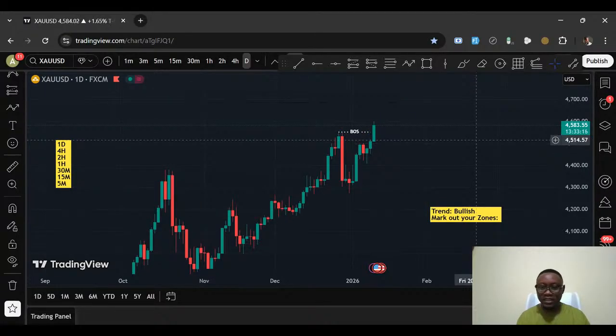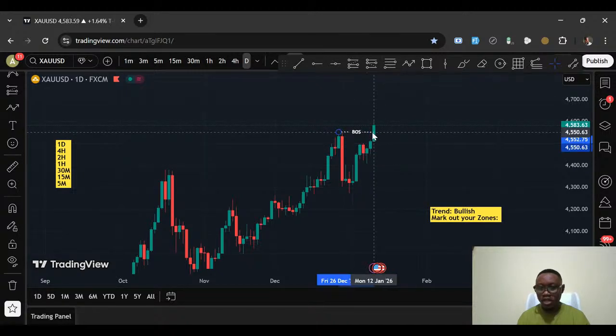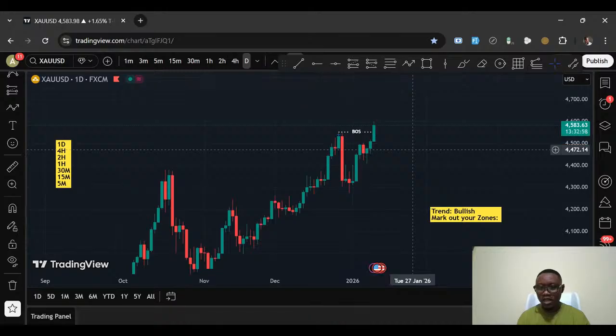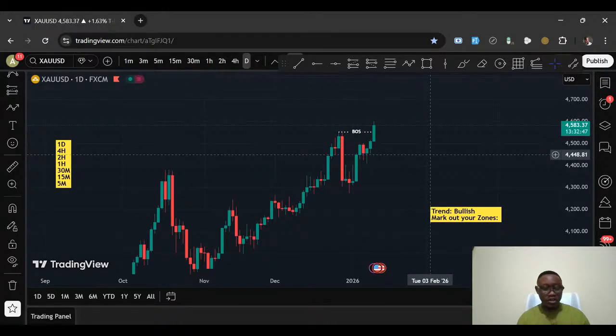Now I have this. Then the next thing you want to do is to identify the zone, the order block zone that led to this break of structure. Some people call it the origin. Now, if you look at it, this is the swing level. That is the origin that led to this break of structure, right? Now, for my students, you already know how to mark out your order block zone.